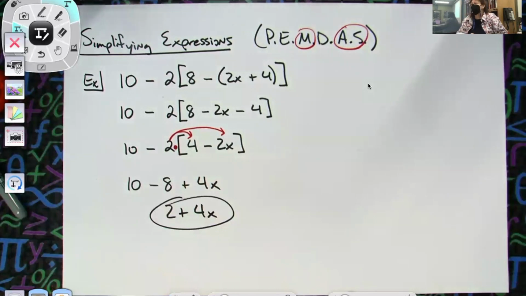So you just have to be really, really careful. You have done this for a long, long time. You should be real good at it. You're going to make mistakes when you drop negatives, when you forget to distribute something, and when you make silly mistakes multiplying. Okay?